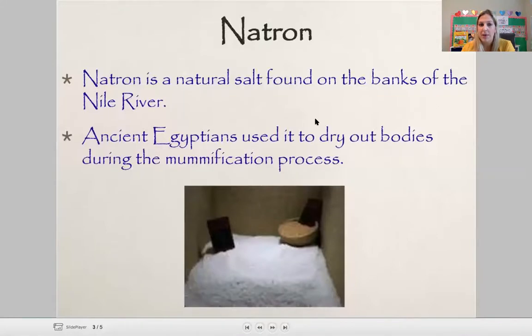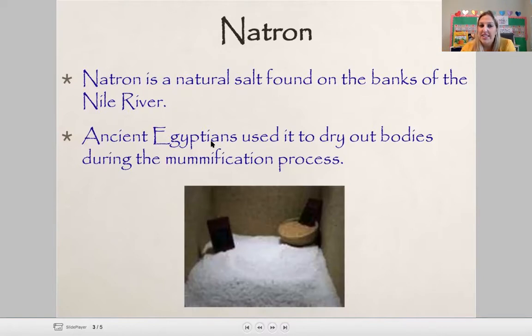So here are some words that I want you to listen for in the presentation and understand them now. The first word is natron. Natron looks like this. It looks like salt because it is salt. It is a natural salt found in the Nile River, okay, on the banks of the Nile River.